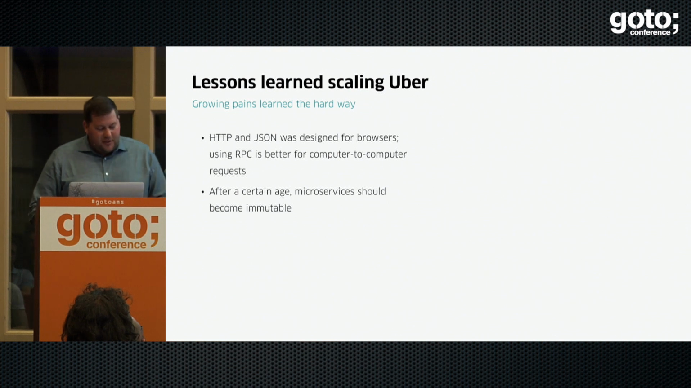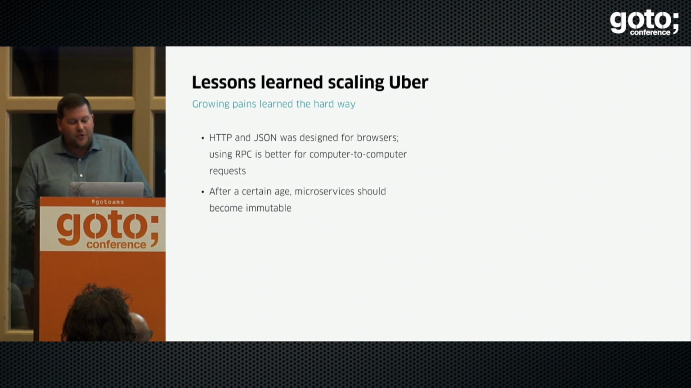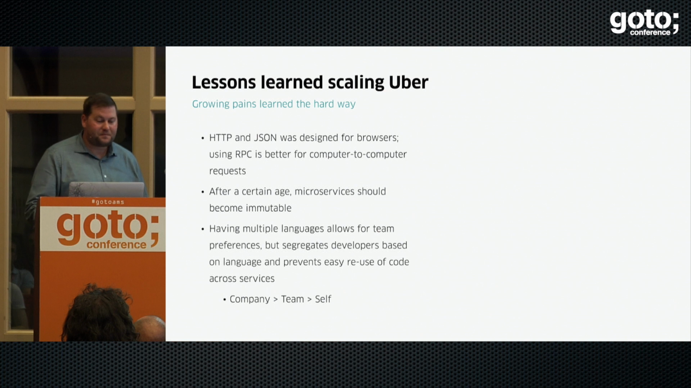This one comes down to scaling with large teams. After a certain age, microservices should become immutable. At some point, it's easier to ask people to move to a new service than it is to ask them to change all the interfaces that connect to that service. And so we have this idea that after a period of time, a service can't change, that we will release a new service that replaces that functionality.